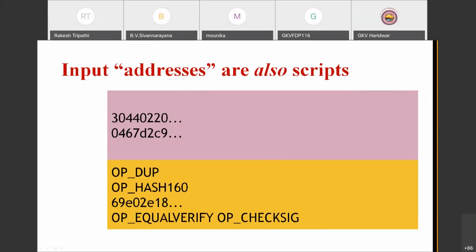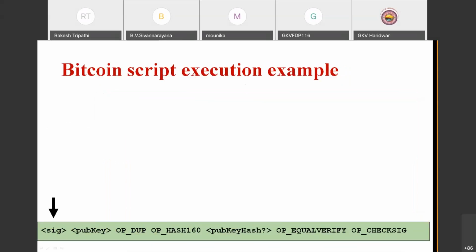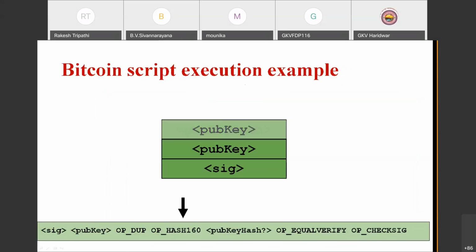You have an input script and output script combined together. It is called script sig, and it's called script pub key. And then you can do this verification on a stack based language. Okay, stack based.